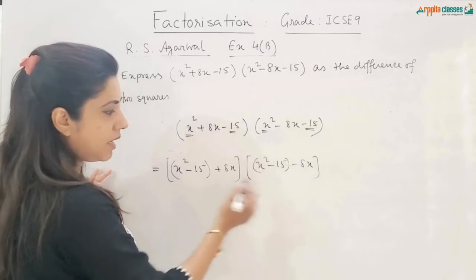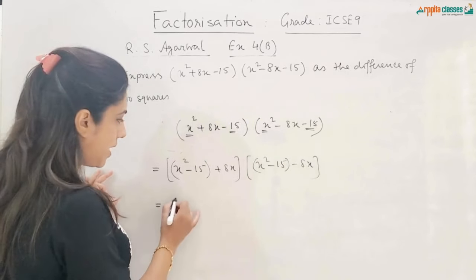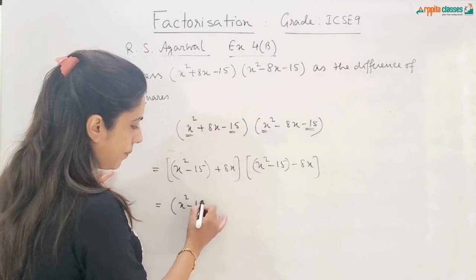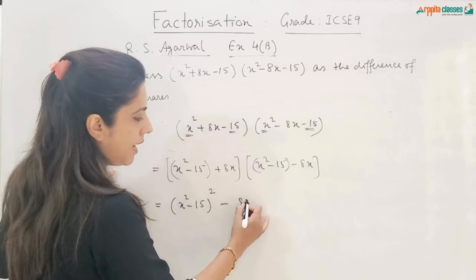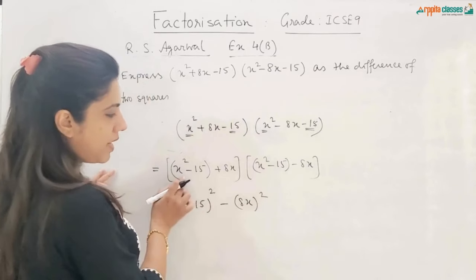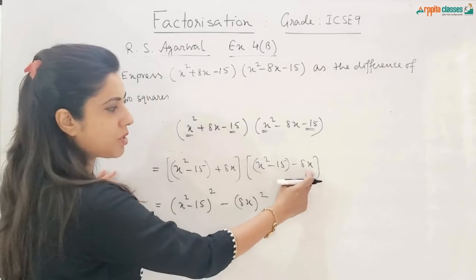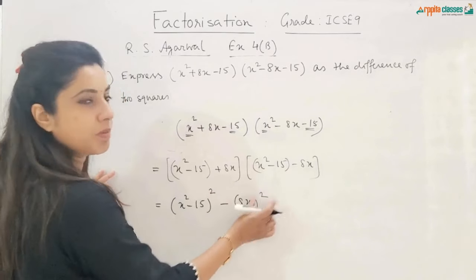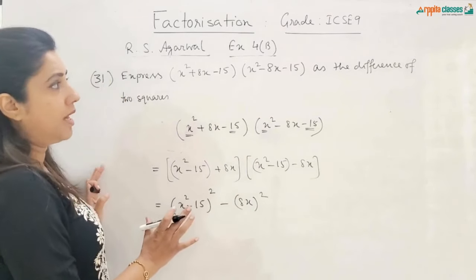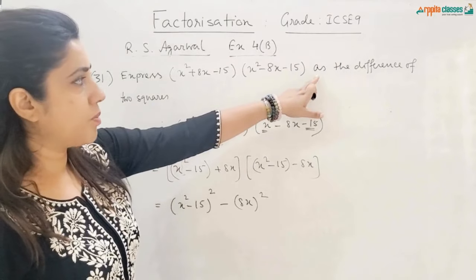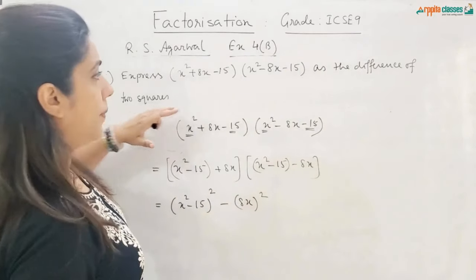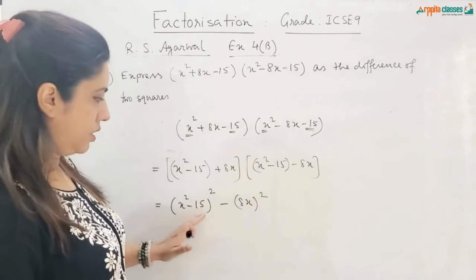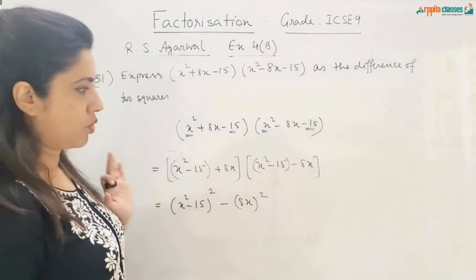So I have written a plus b into a minus b, and so now I can write this as my a square and this as my b square. So once it is a plus b into a minus b, I can write a square minus b square. This is what had to be done because they have said that you express this as the difference of two squares. So this is the difference of two squares.